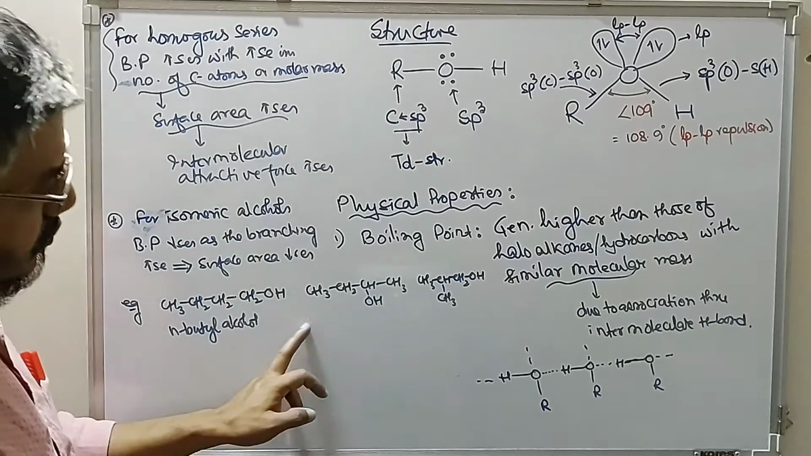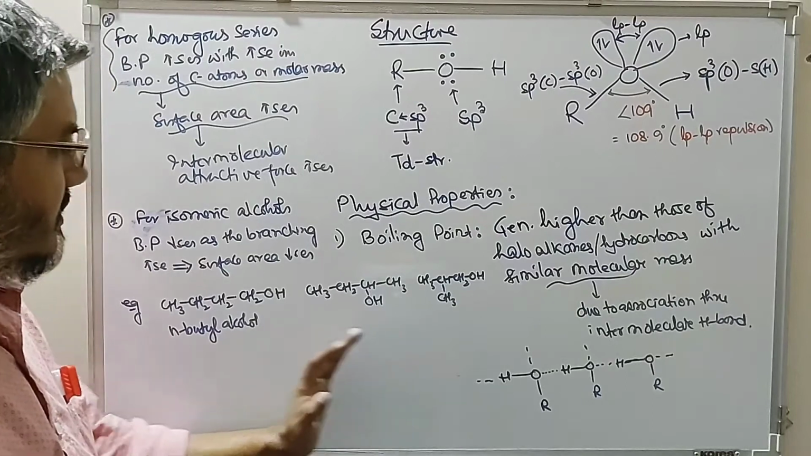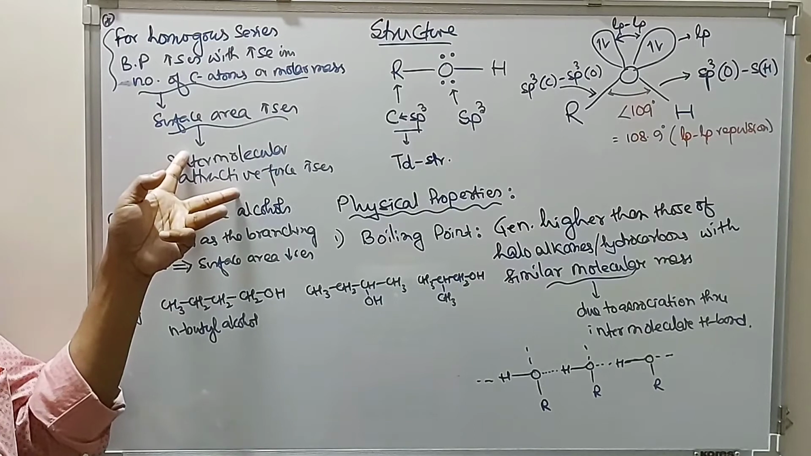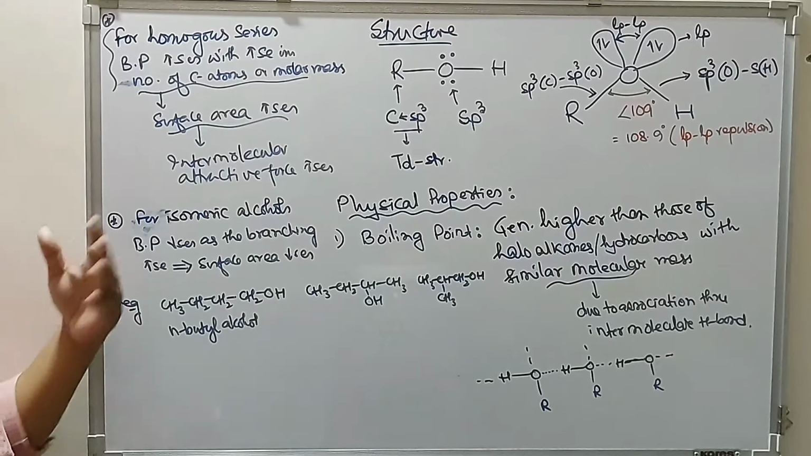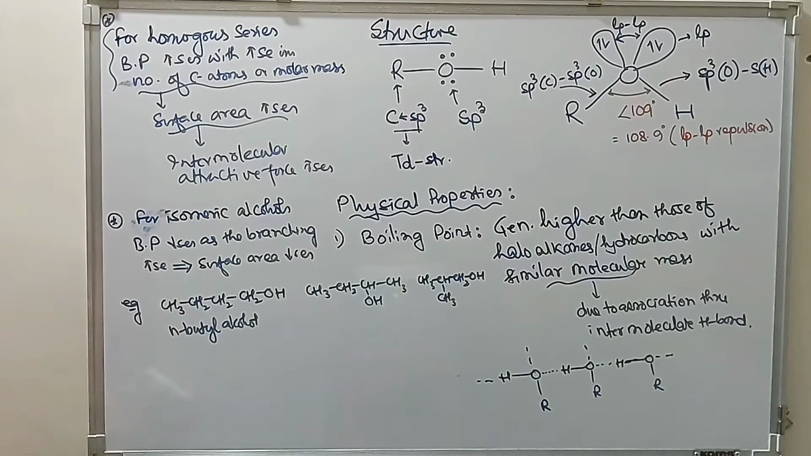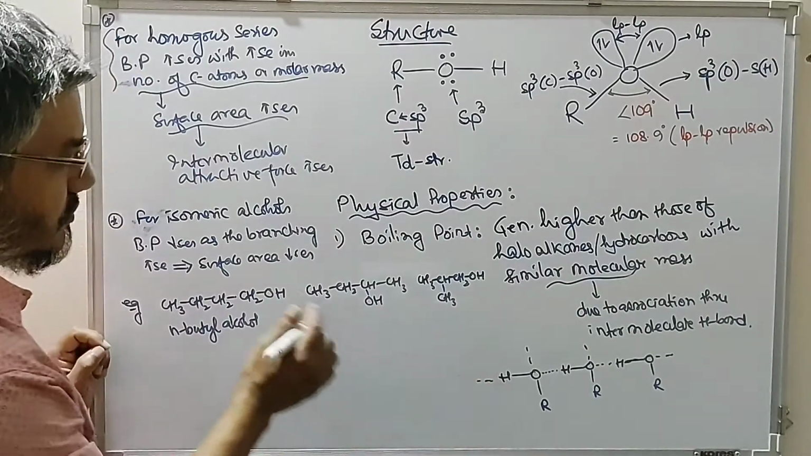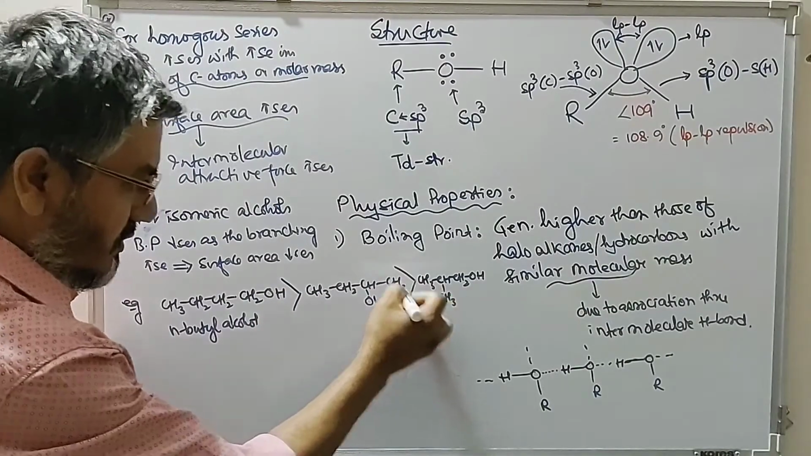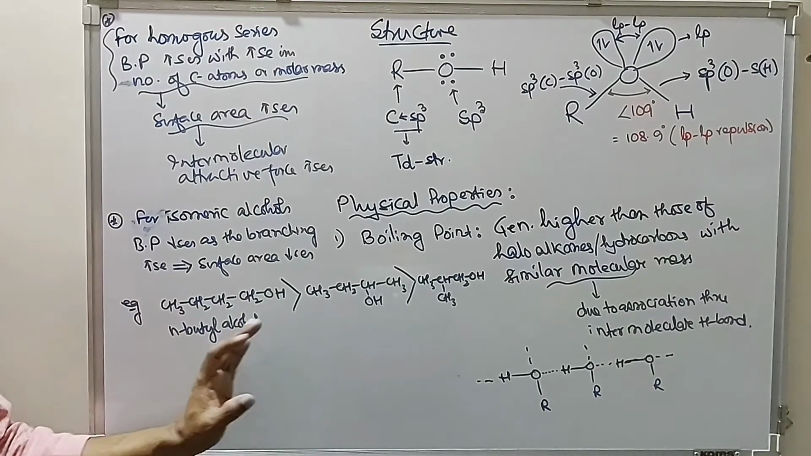So with increase in branching, the molecular surface area decreases. As the surface area decreases, the intermolecular attractive force decreases. As the intermolecular attractive force decreases, the boiling point decreases. So when we compare these isomeric alcohols, with increase in branching, boiling point decreases. So this is the variation in boiling point.